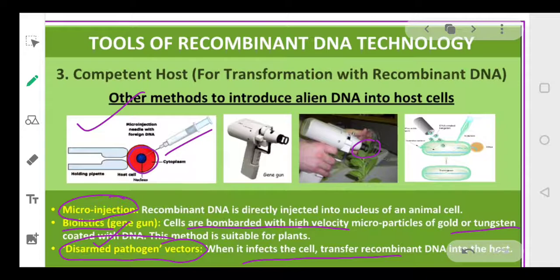In addition to the shock treatment, that is heat shock, where we put the recombinant DNA on the ice, then we put it at 42 degrees Celsius, then again shift it back to the ice. So we have basically 4 methods of introducing the recombinant DNA into the host cell. Okay, everyone? You can discuss your queries if you have any. Any doubt, anybody?